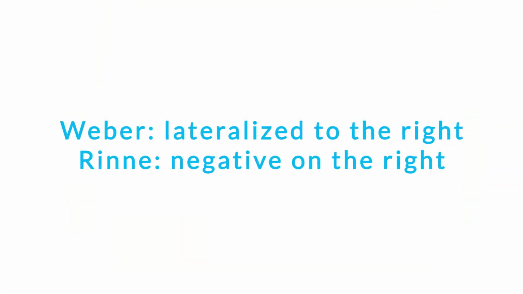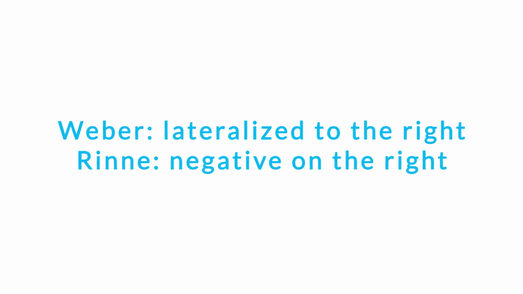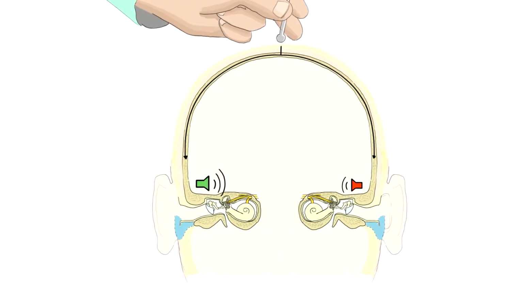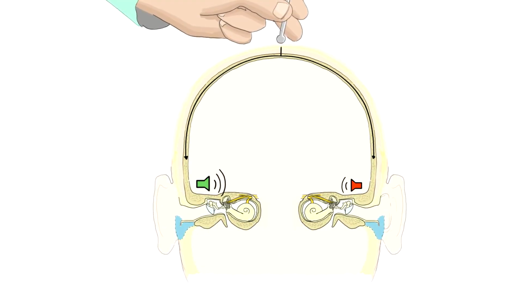Weber, lateralized to the right. Rinne, negative on the right. Lateralization of the Weber test to the right indicates either conductive hearing loss on the right side or left-sided sensorineural hearing loss.